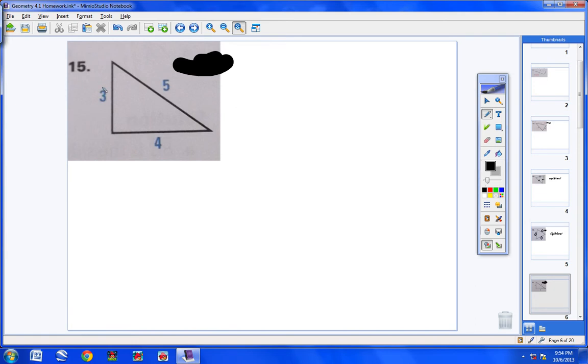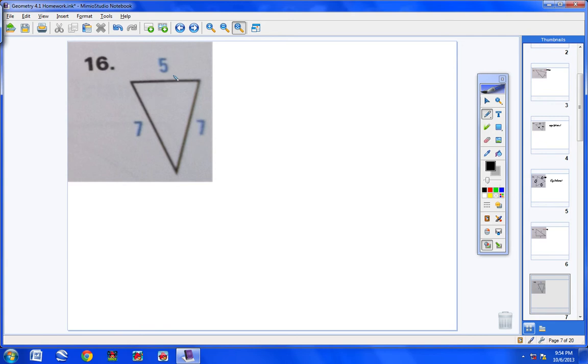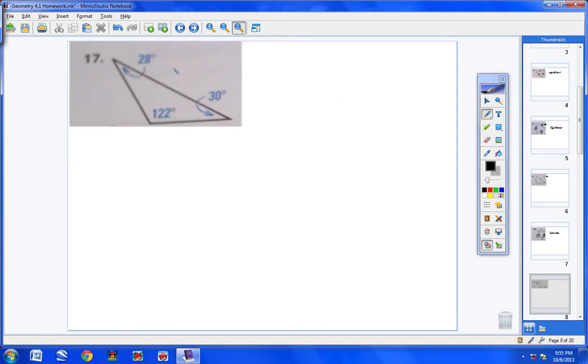Notice on number 15, we have measurements for all three sides that are 3, 4, and 5. None of the sides are congruent. They're all different. And so the name of a triangle in which all three sides have different measurements would be scalene. So a scalene triangle. And number 16, the last problem in this section, we have a triangle that does not have three congruent sides, it has two congruent sides. And when a triangle has two sides that are congruent, we call that type of triangle an isosceles triangle.